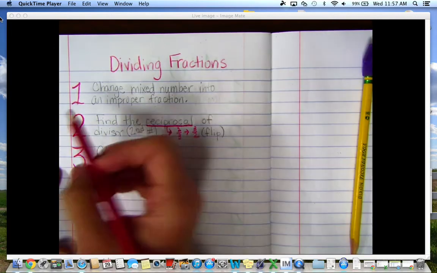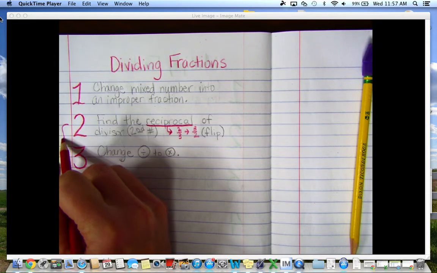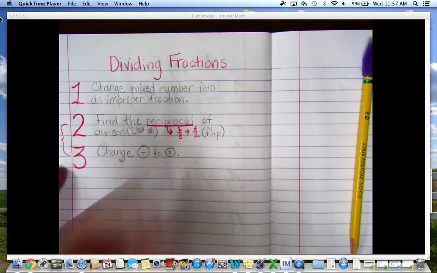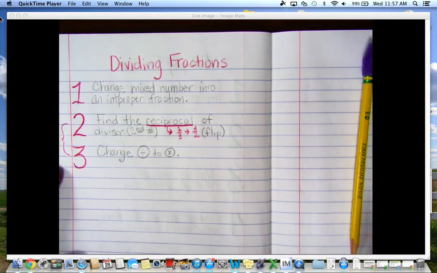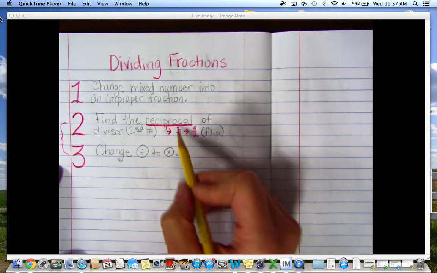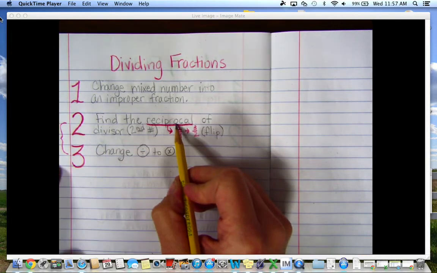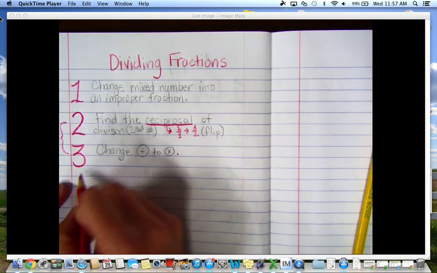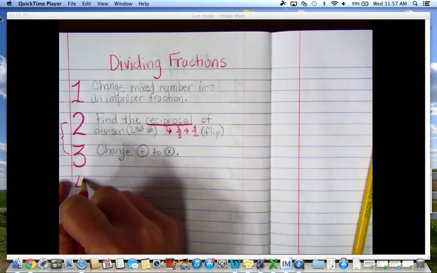When you're working, you may combine these. You may combine them and do them at the same time. Just don't forget to find the reciprocal. That's the most important step. I'm going to skip a line and do step 4. Step 3 was awfully short.